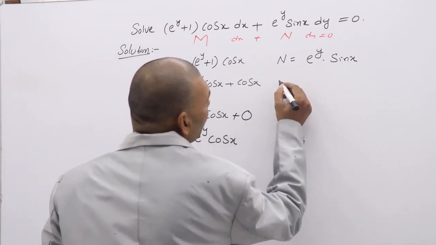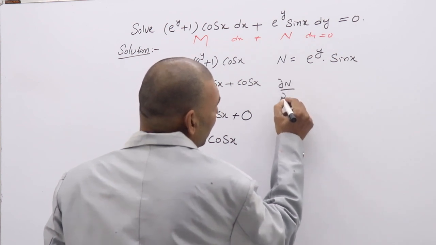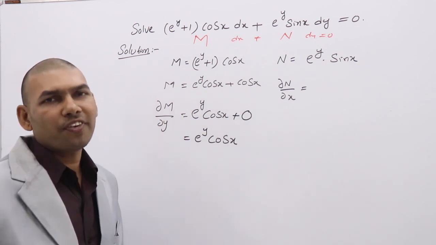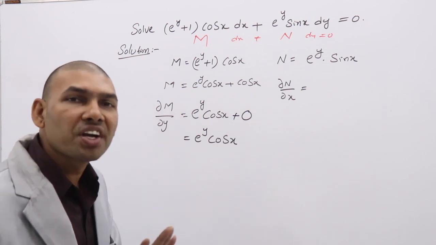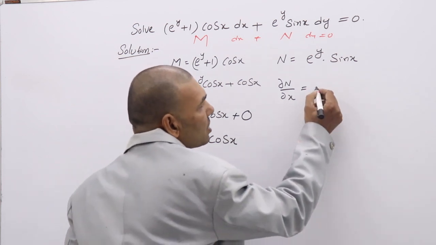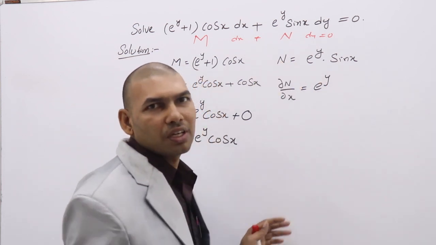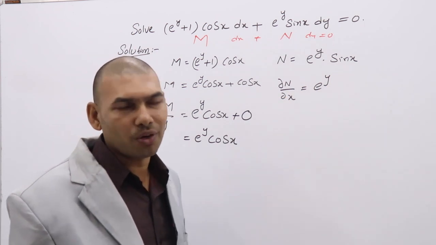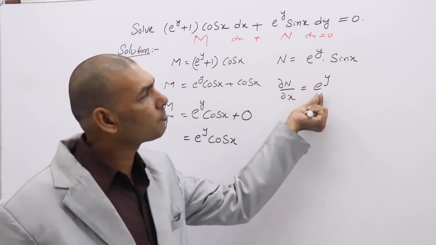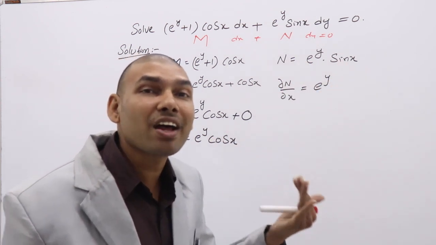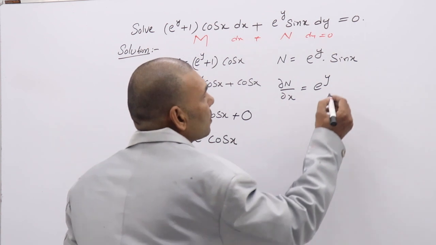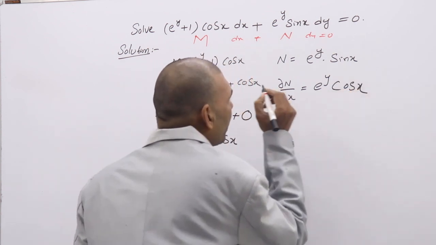Similarly, find out dou capital N by dou x. Differentiate N partially with respect to x. That is, differentiate x terms only, don't differentiate y. So see here, if you have a y term, keep that one as constant, don't differentiate it if it is in the same term. If it is in a separate term, differentiation of constant is 0. When the y term is in product with x, simply keep it like this. Differentiate the other side, differentiation of sin x cos x, d by dx of sin x cos x. So this is dou N by dou x.